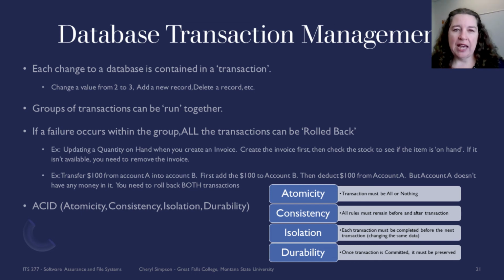When we do transactions, sometimes it is important that all of the transactions in a group be run together. For example, if you want to create an invoice and update your quantity on hand at the same time, create the invoice, then check your stock and see if it's on hand. If it's not on hand, I need to get rid of the invoice because I can't sell the item. Same concept if I update my quantity on hand first and then create the invoice, well, if the guy can't pay for it, I need to put it back in the stock. So I need to undo the update to quantity on hand. There is no perfect answer of which one you do first. So we need to be able to handle if there is a failure, everything needs to get rolled back.